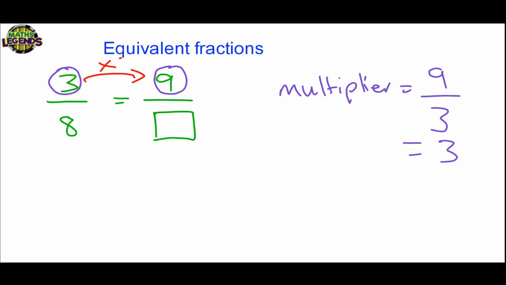So the top number is multiplied by 3 to get to 9. So we need to do the same to the bottom, times 3. 8 times 3 is 24. So the equivalent fraction to 3/8 is 9 over 24 in this case.